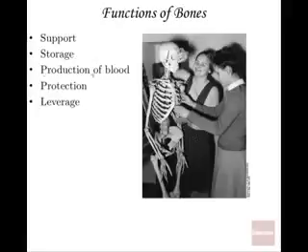As I mentioned a second ago, production of blood. Not just red blood cells, all of your blood cells are produced in the marrow within your bones. Protection: your skull, your rib cage, the pelvic bones. There's a lot of protection going on. Think about all the times you've fallen on your head. If it wasn't for your skull, you'd have brain damage.